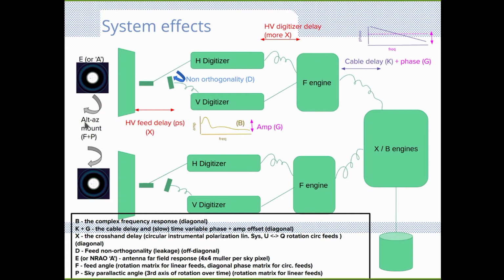Because they sit on alt-azimuth mounts, you have this parallactic angle rotation coming into play that rotates the far field response as a function of time. Each of these receivers can also have an arbitrary offset from the horizontal, so it may be slightly tilted with respect to the nominal horizontal. So we have a concatenation here of two rotation matrices, essentially describing this time variable effect. Remember that the far field response is also a frequency effect, because the far field response shrinks as you increase in frequency.